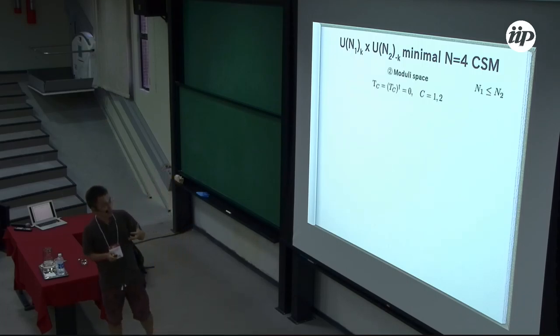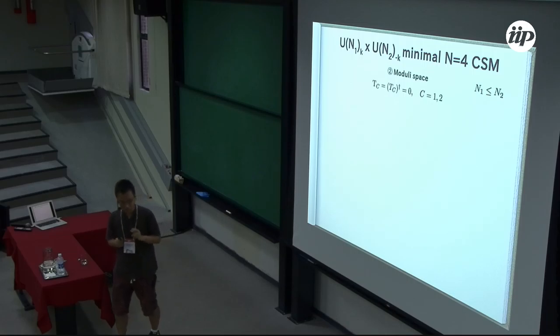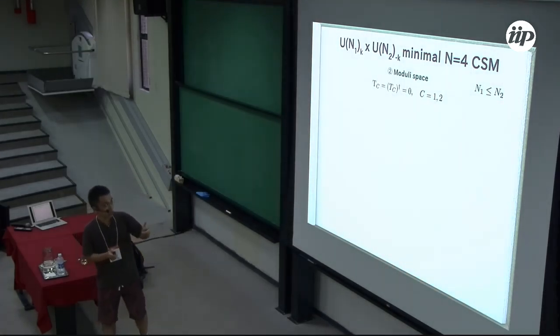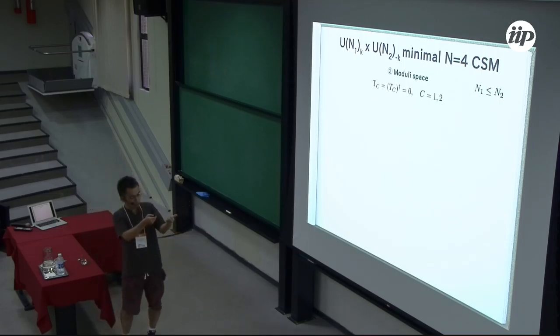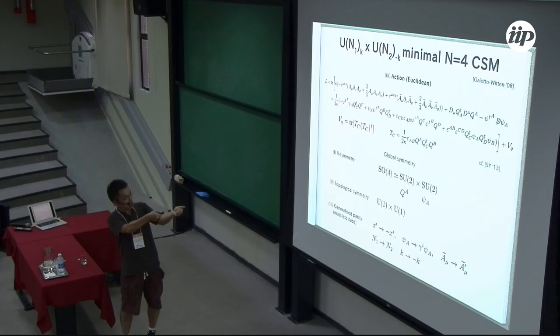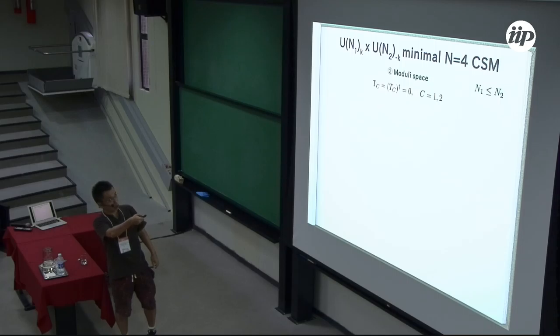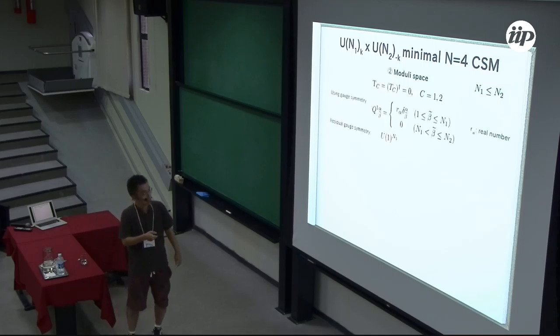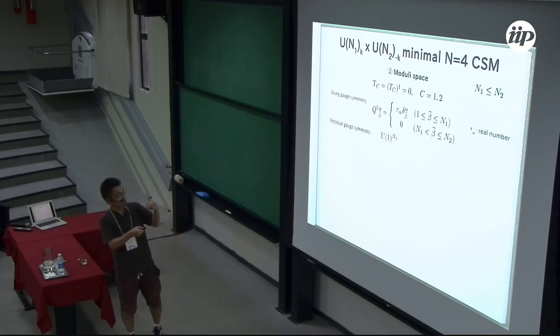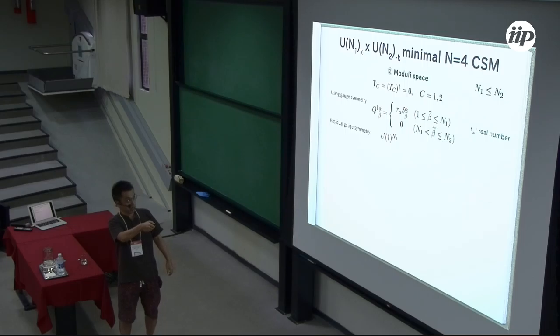Okay. It may be a little boring calculation, but let me explain the moduli space of this system. The moduli space, given the potential, can be computed by the vanishing of this operator. First we use gauge symmetry so that the scalar field is diagonalized in this way.